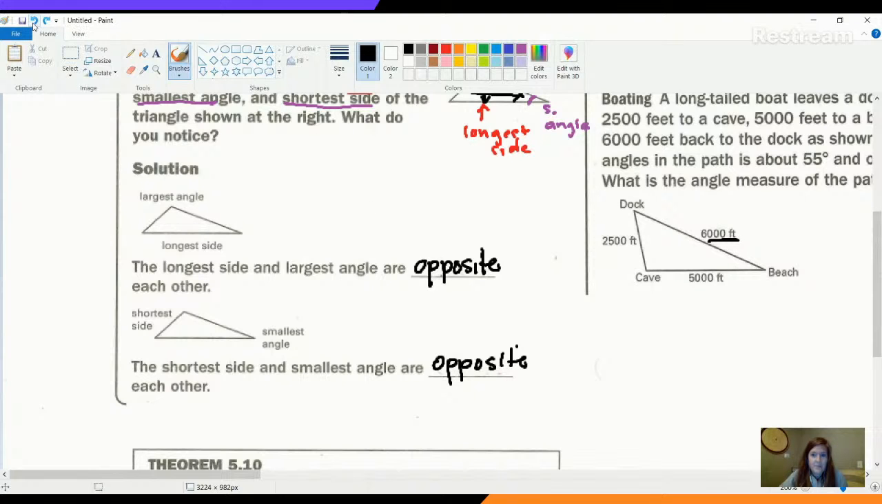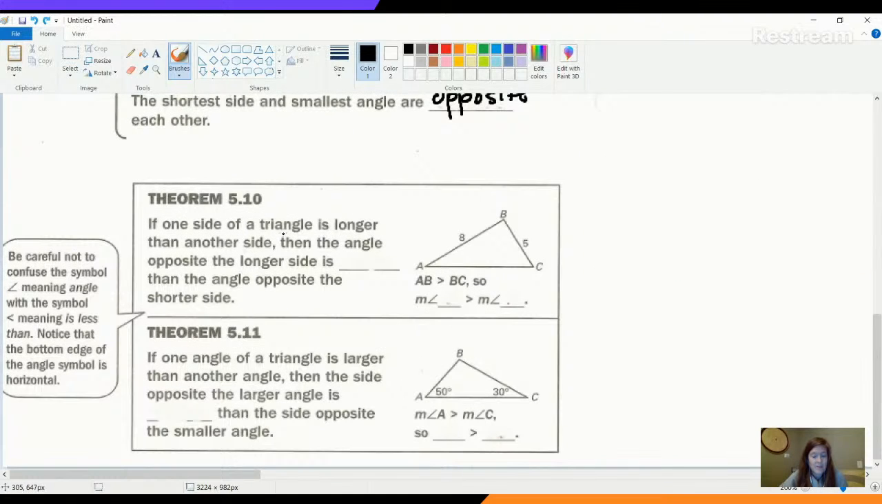In fact, we actually have 2 theorems. These are probably some of the easiest theorems, theorem 5.10 and 5.11, that have to do with this relationship that the bigger the angle, the longer the side that's opposite from it, which kind of makes sense. Like, think of it in your hands. If you have a teeny tiny little angle, the side across from it's going to be really small. But if you have a really big angle, the side across is going to be really large. So let's fill these 2 theorems in really quickly and move forward.